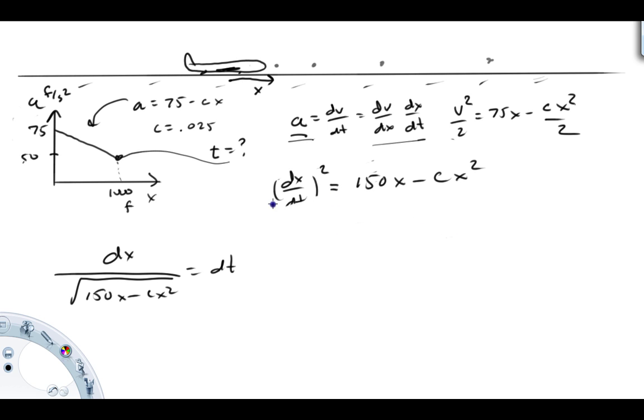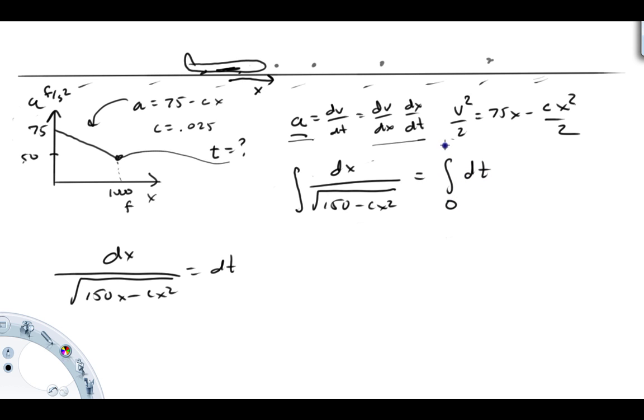Let me get this written up high here. So the solution of that equation comes from integration of both sides. So what we have to do is solve the equation. Integral dx over square root 150x minus cx squared is going to equal integral dt. Now I'm going to go ahead and talk about limits. T is starting at 0, going to some unknown time we don't know. The limits on x are numerical for this question. We're talking about 1,000 feet here. So the limits on x, 0 to 1,000 feet.